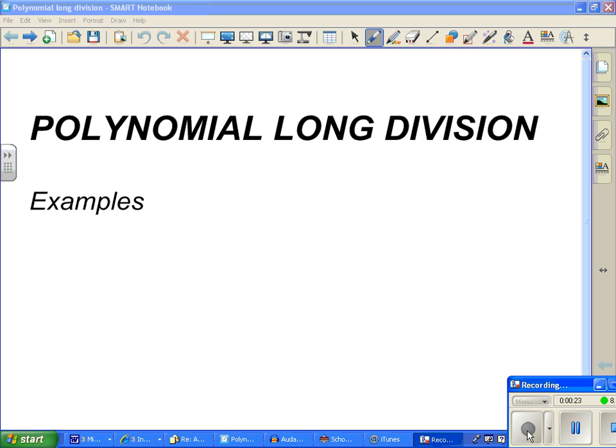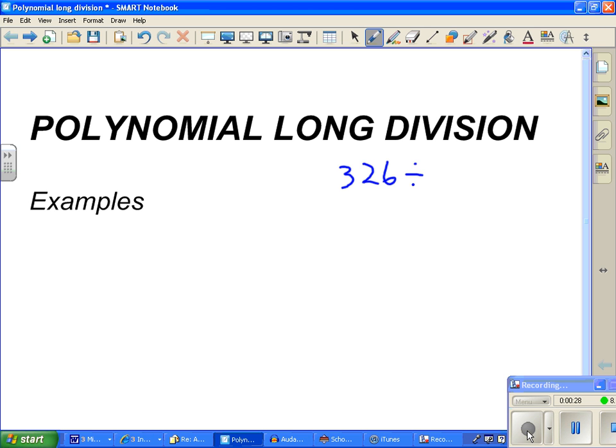Let's say we had the number 326 divided by 9. Well, if we were to write this out, we'd have 9 divided into 326. And if we were to do it long division wise, this is how we'd do it. We'd look and say, okay, does 9 go into 3? No, 9 does not go into 3. So does 9 go into 32? Well, yes, it does. How many times? We would say 3.